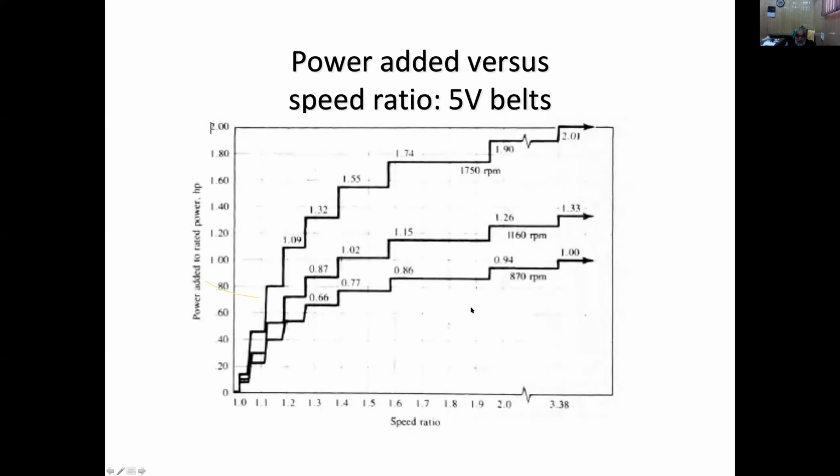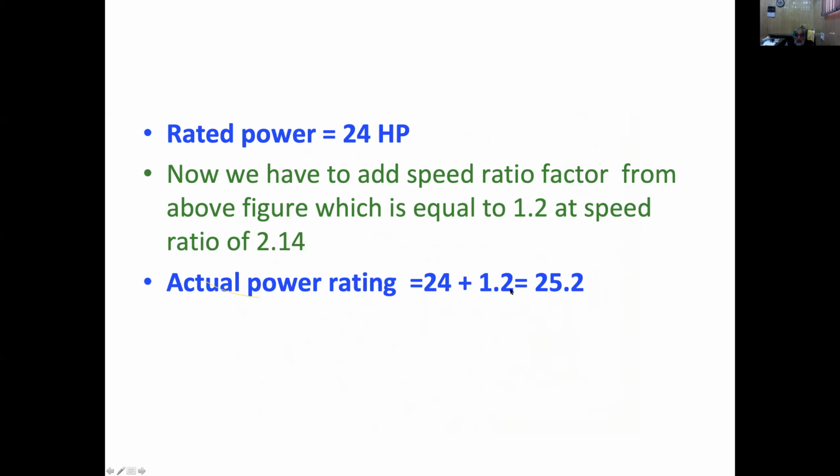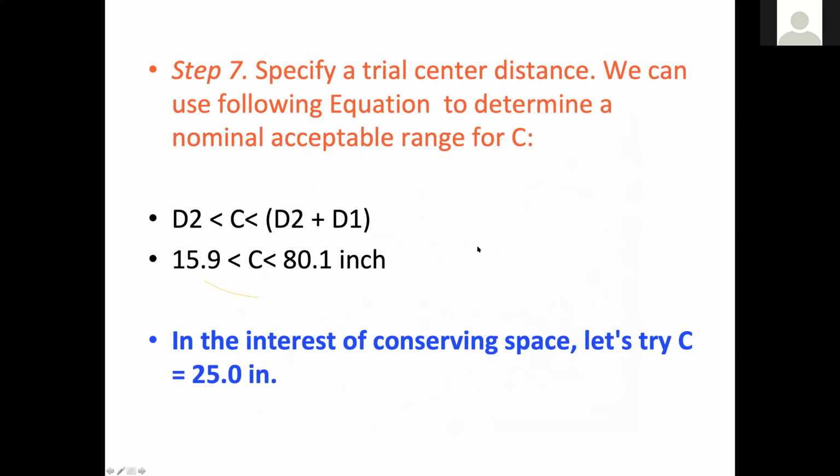But to this rated power which you obtain by interpolation, you have to add another factor, that is the speed ratio power rated factor. So you can see here, what is your speed ratio? It is 2.12 something, isn't it? And your speed is 1500, so your power added factor will be somewhere here. I have added 1.2. So your Y value was 24 and the power rated factor which I have added is 1.2, so your actual power rating is 25.2. Are you able to understand? Yes, sir. Okay, now go to next.